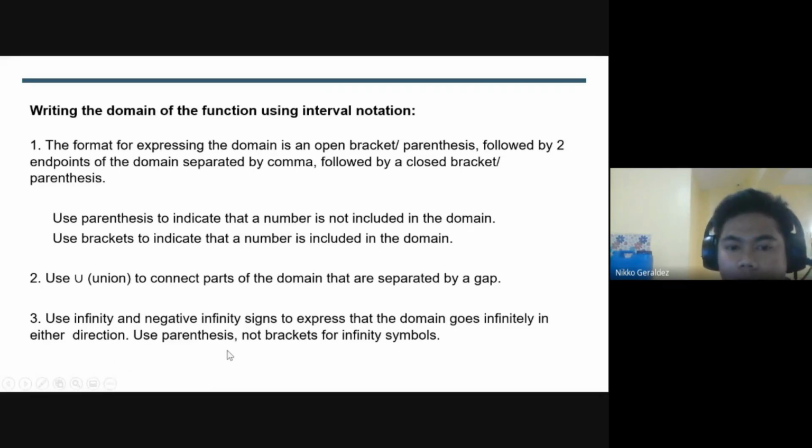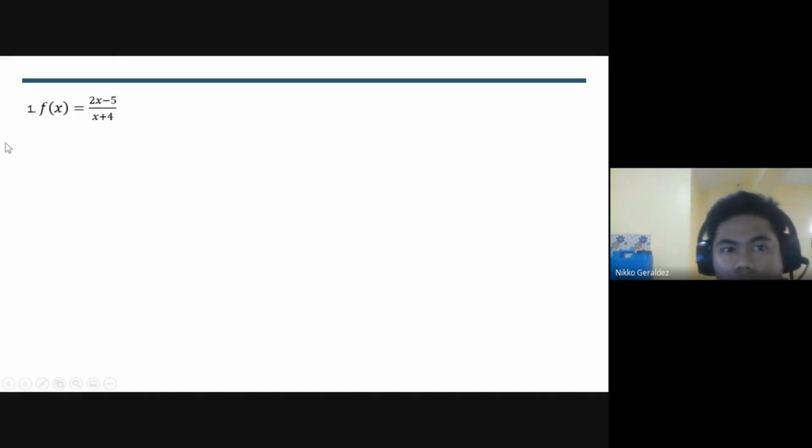So use parentheses, not brackets, for infinity symbols. So tandaan, use parentheses for infinity. For example tayo. Number 1, find the domain of f of x equal to 2x minus 5 over x plus 4. Ano yung domain? So meron tayong rational function.